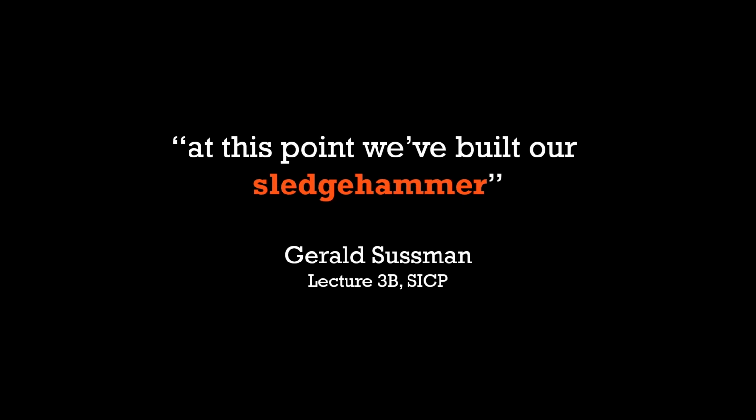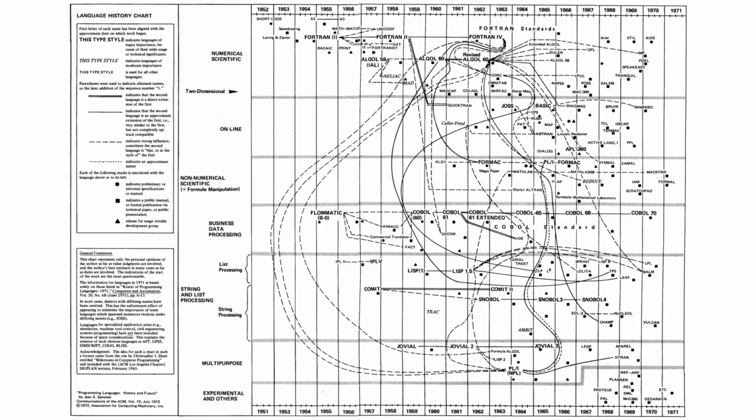And last but not least, at this point we've built our sledgehammer, is what Sussman says at the end of the lecture. And he says we have to be very careful because this is a very, very powerful thing that we've just introduced. We can now do type dispatch. We can now build domain-specific languages, and we have to be careful not to just start smashing fingers and toes because it's a very, very powerful feature that we've just added.